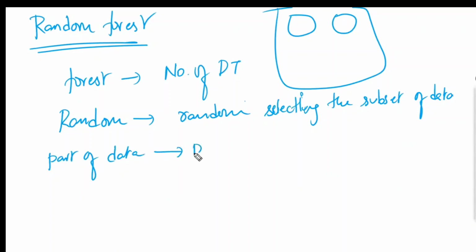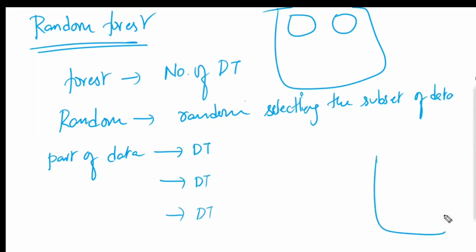and we are going to create the decision tree. So for this part, we have got the decision tree. Second part, one more part is there. For one more part, one more decision tree. Like this, we are going to select randomly.